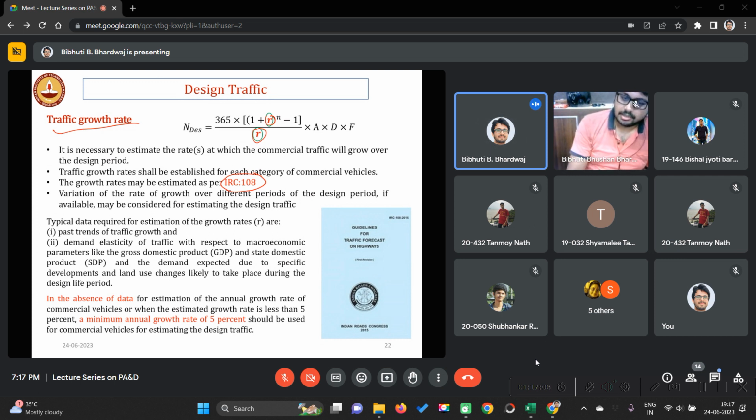But generally the GDP growth in India now is increasing at a very good rate, right? So minimum 5% you need to consider. It's not directly related to GDP.